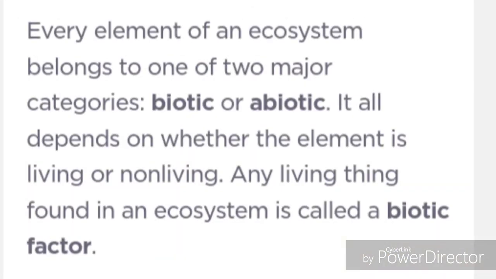Every element of an ecosystem belongs to one of two major categories, biotic or abiotic factors. It all depends on whether the element is living or non-living. Any living thing found in an ecosystem is called a biotic factor. Microorganisms, plants, animals, humans, and decomposers, all these are biotic factors.